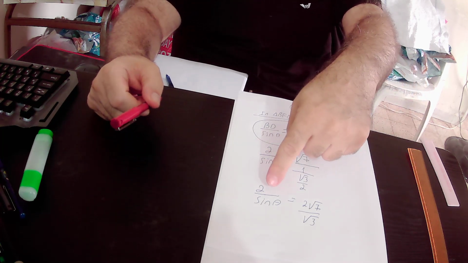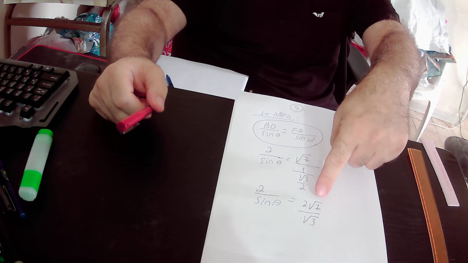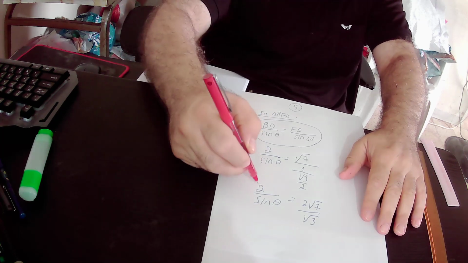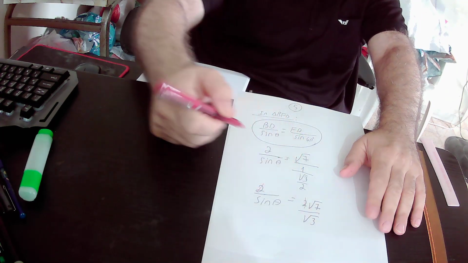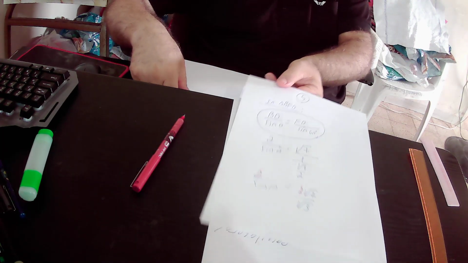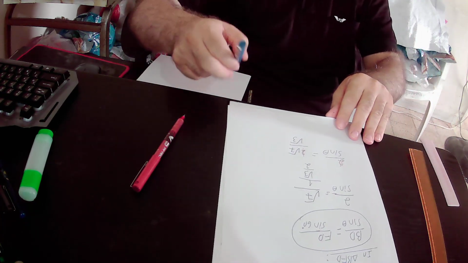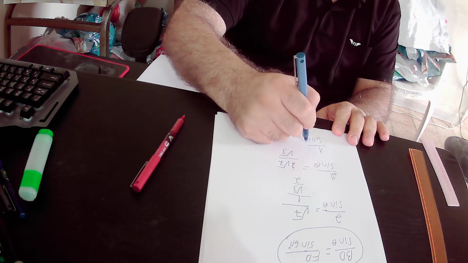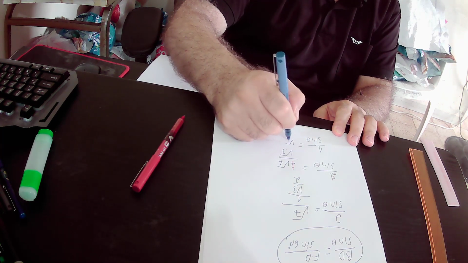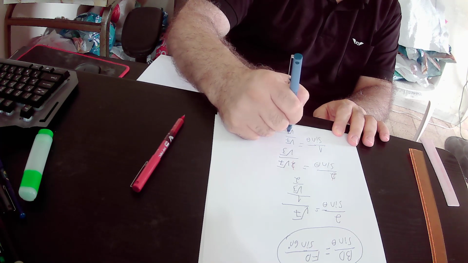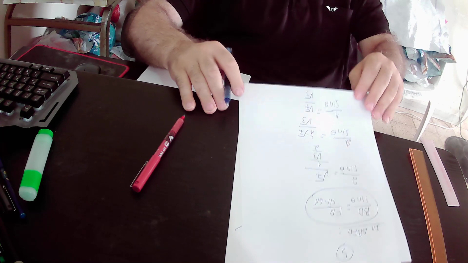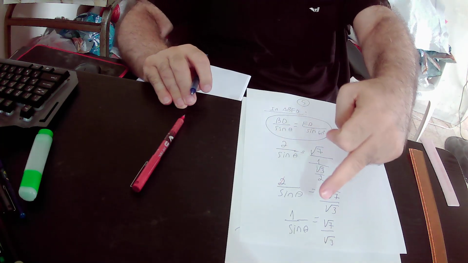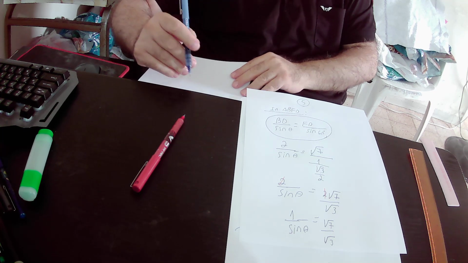We have 2 in the numerator of this side of the equality, and we have 2 in the numerator of the other side of the equality, so we can cancel 2, and we will get that 1 over sinus theta equals the root of 7 over root of 3.